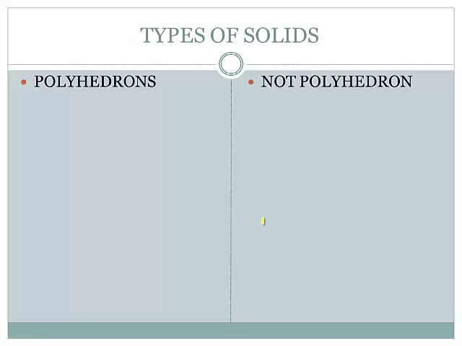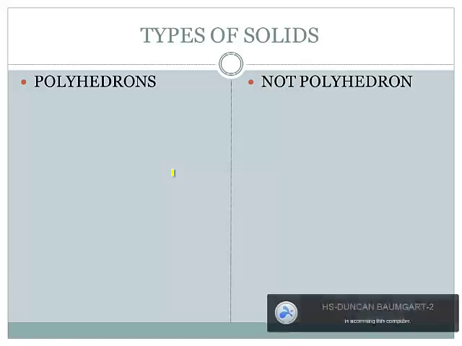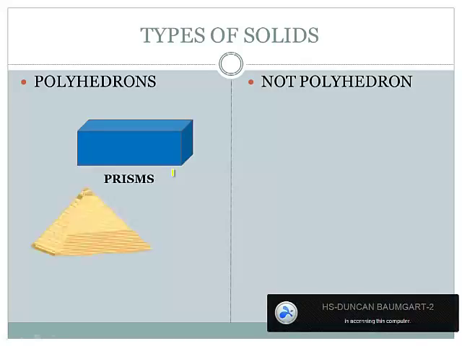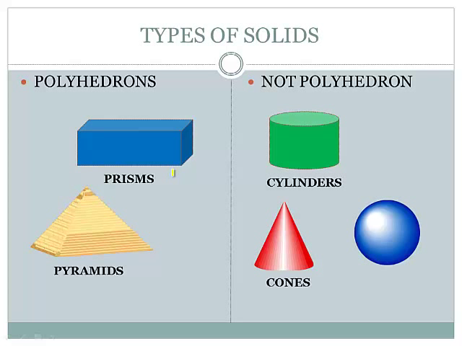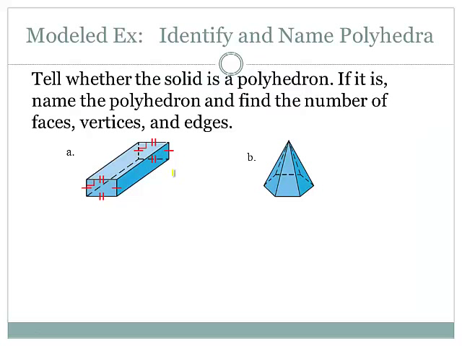So polyhedrons, what are polyhedrons in terms of picture form? Again, they're polygons. So a prism is a type of polyhedron. A pyramid is a type of polyhedron. What are not polyhedrons are things that have curves, like cylinders or cones and spheres.